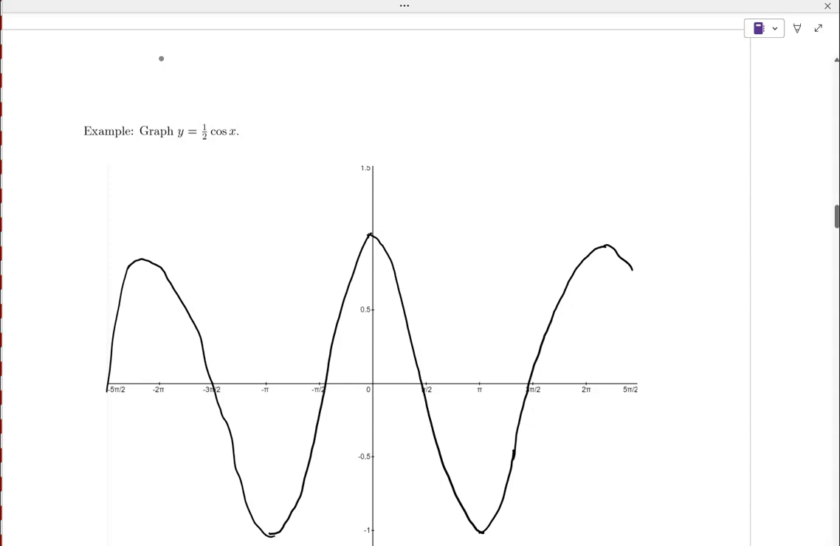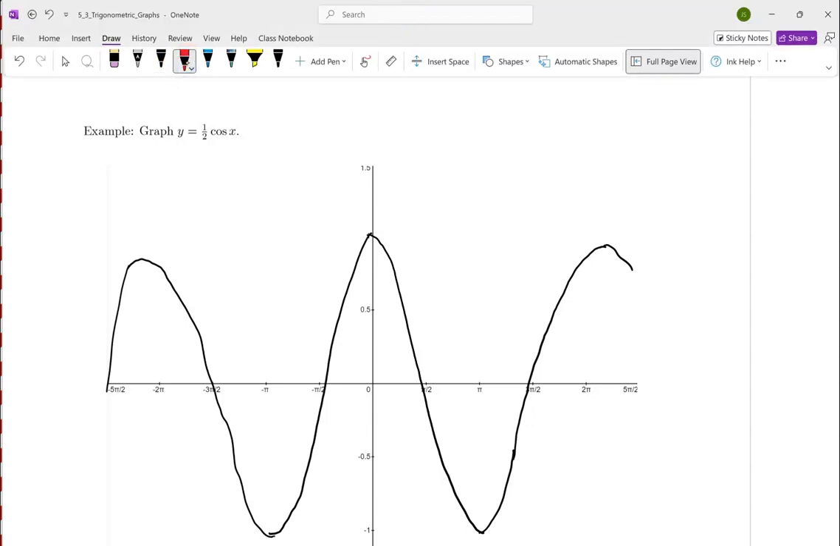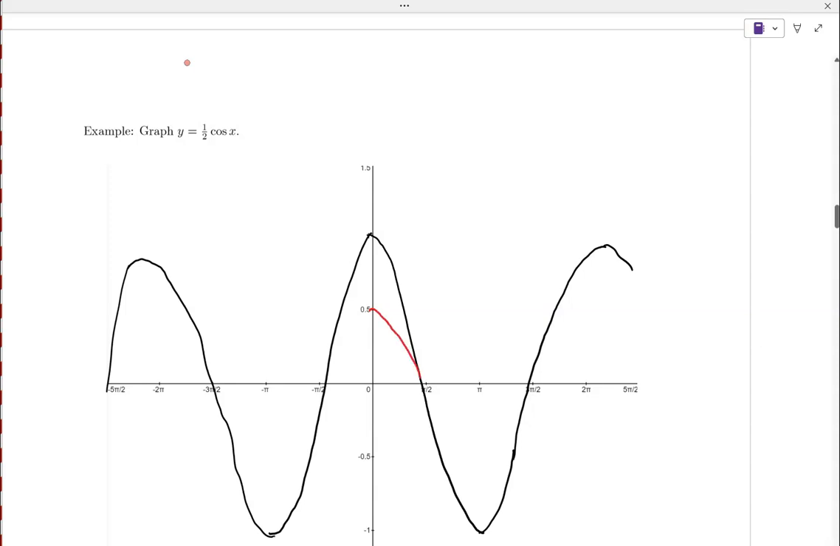I'm not looking for perfection. I just want to know that you have the general idea, right? For your new graph, we're just going to make it half as tall, right? Because we have a 1/2 on the outside again. Agree? Okay. So we'll go through the point 0, 1/2 instead of 0, 1. We'll go down to the point pi, negative 1/2. But we'll still cross the x-axis in the same place. It's going to be half as tall as the others.